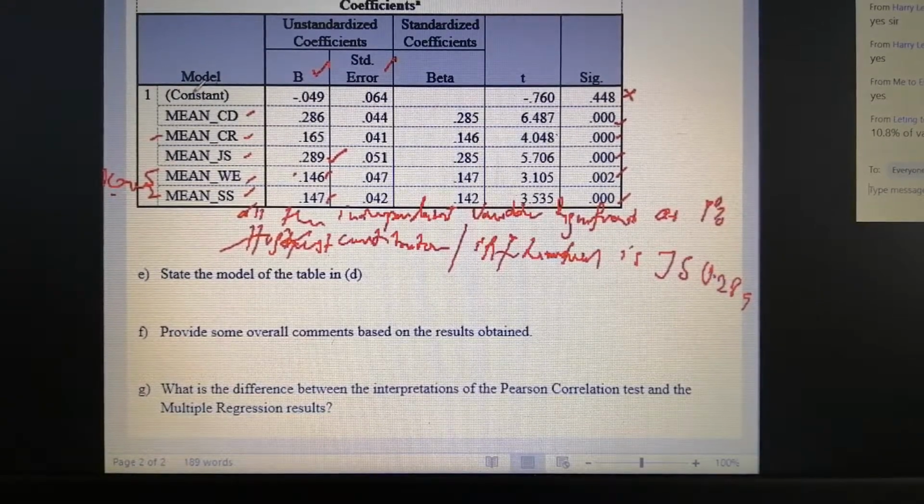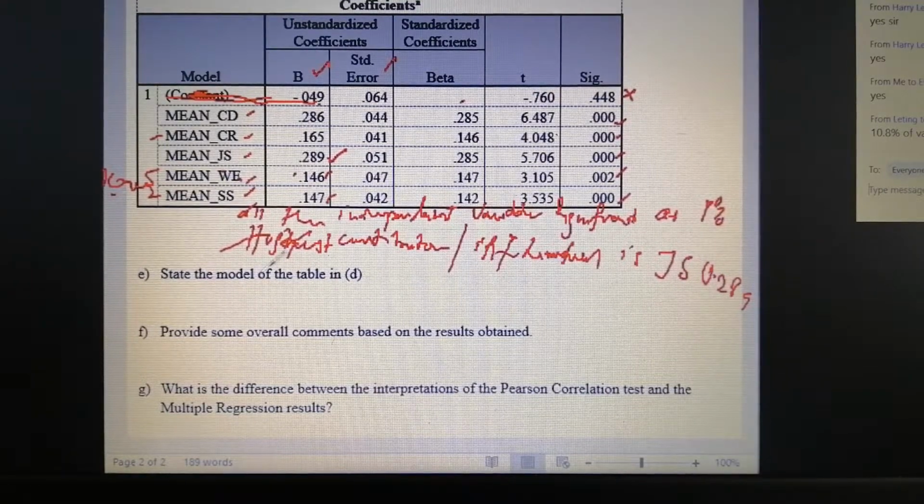We don't consider anything about the constant, guys. Remember, nothing can be done with the constant. Just leave it as it is. The highest is JS, and the lowest is WE and SS. That's the information you can get from this table.